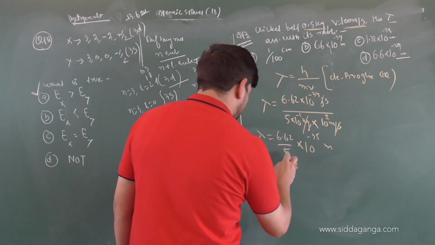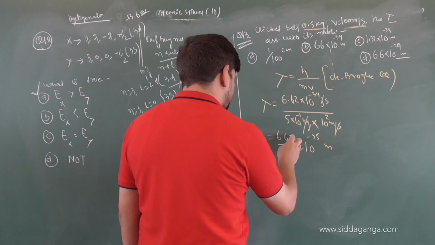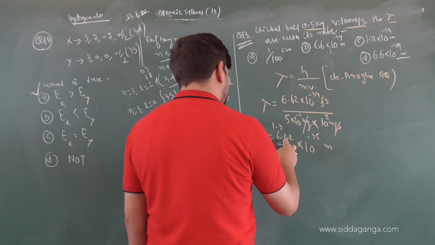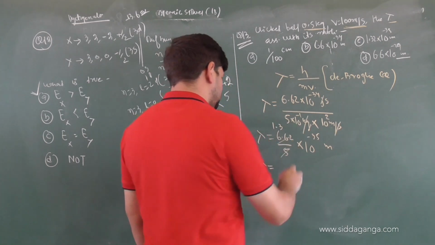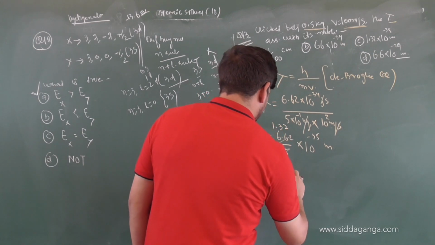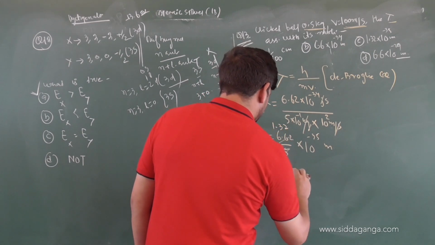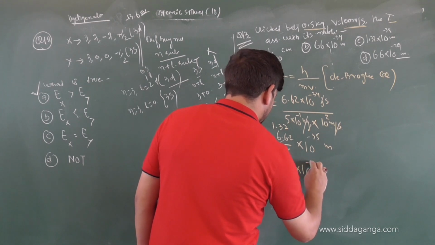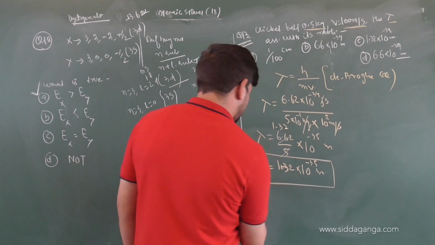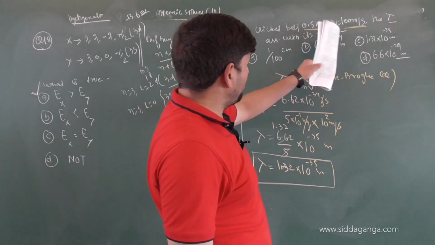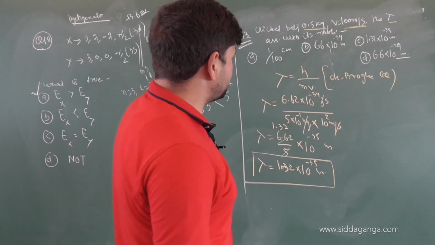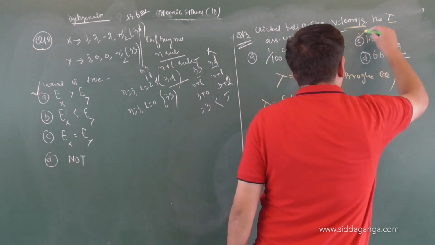So lambda will be equal to 6.62 divided by 5, which is 1.32 into 10 to the power minus 35 meters. That will be the wavelength associated with the ball of 0.5 kg moving with the velocity of 100 meters per second. So the correct option is which one? Option C will be the correct option.